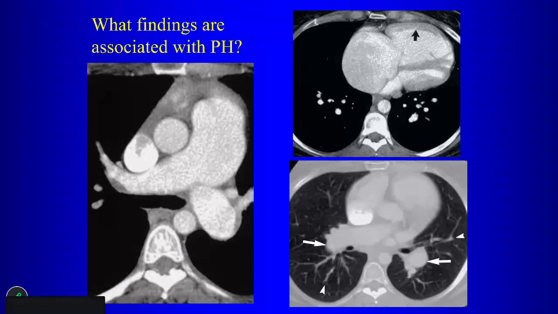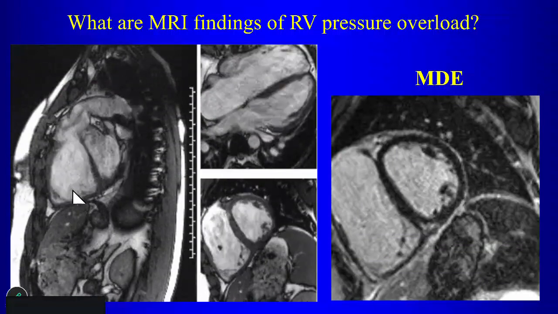What's the arrow pointing to? Yeah, right ventricular hypertrophy, and then we have dilated right-sided chambers, dilated right atrium, right ventricle. On the last image, what are the arrows pointing out? What is the sign there? So that's called pruning of the pulmonary arteries, where the central pulmonary arteries are big, but the peripheral pulmonary arteries are smaller, out of proportion to the size of the central pulmonary arteries. That's pruning of the pulmonary arteries.